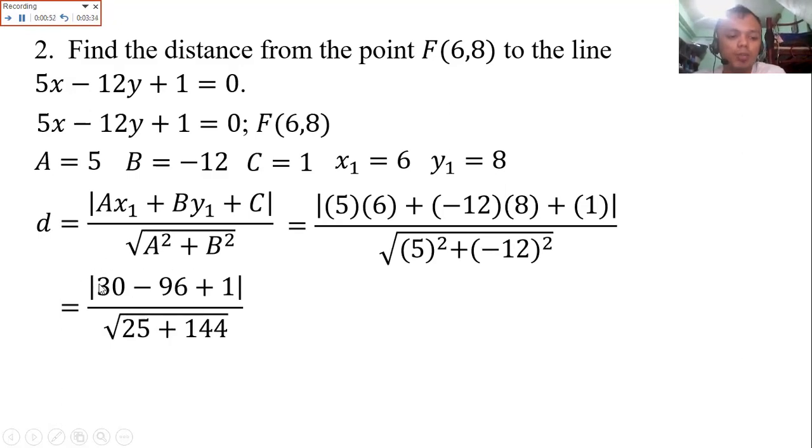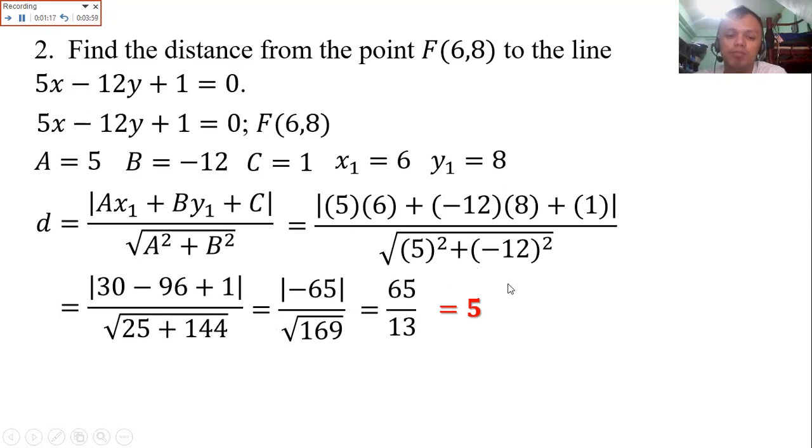Okay, add natin and subtract. 30 minus 96 plus 1, that is negative 65. May absolute value yan. All over by the square root of 25 plus 144 is equal to 169. Since may absolute value, we will get the absolute value of negative 65, which is 65. Then the square root of 169 is 13. Divide natin, 65 divided by 13, that is equal to 5. Therefore, the distance is 5 units from point F to line 5x minus 12 plus 1 equal to 0.